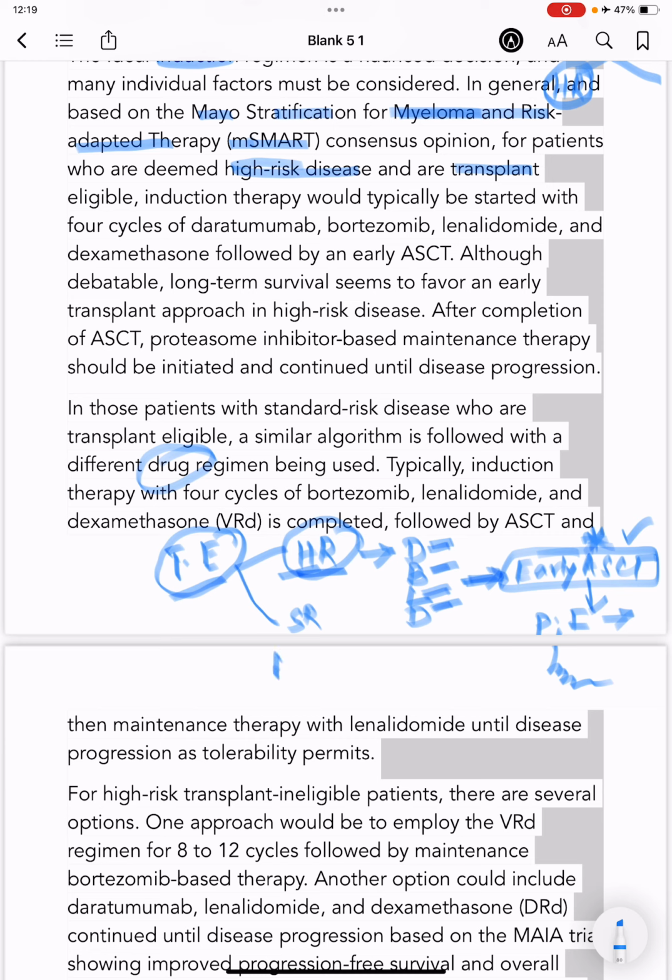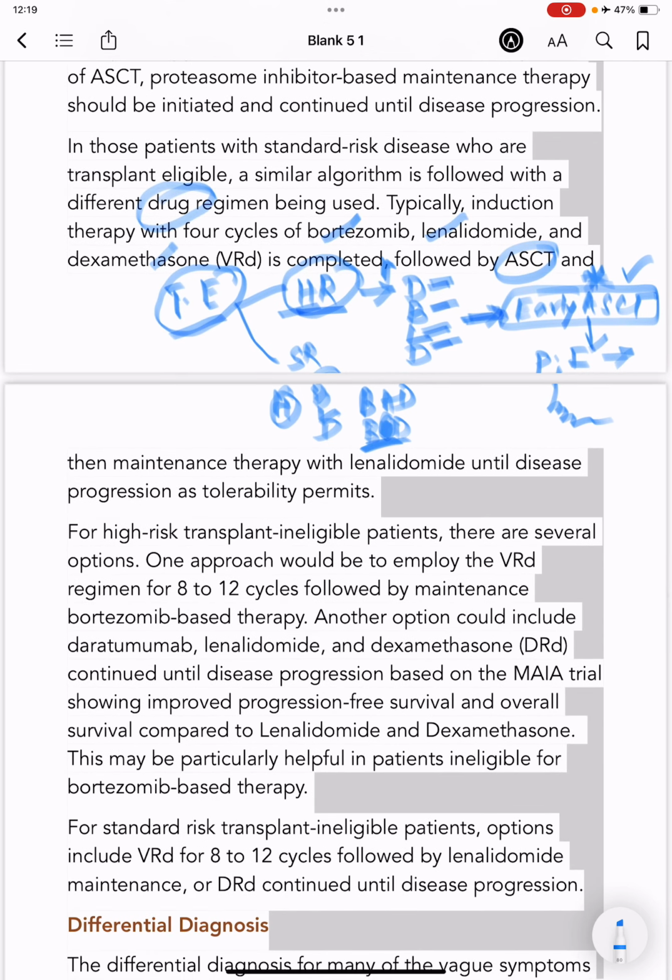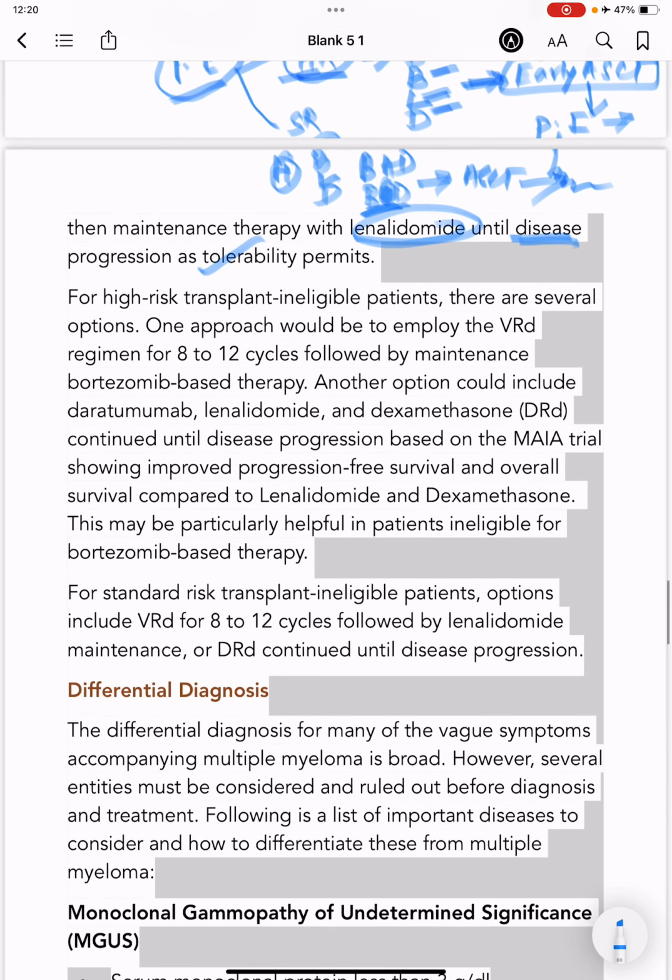4 cycles of bortezomib, lenalidomide and dexamethasone. Here also 4 cycles. Instead of the daratumumab-containing regimen, it is BLD, with lenalidomide. So this is completed, and this is followed by autologous stem cell transplant, and then a maintenance therapy with lenalidomide until disease progression or tolerability permits.